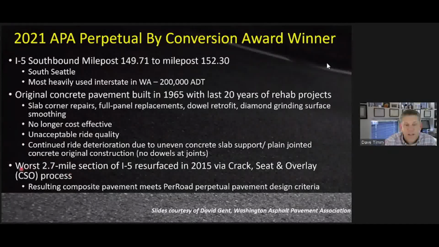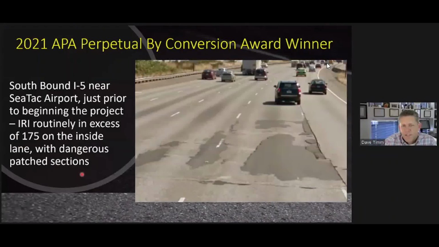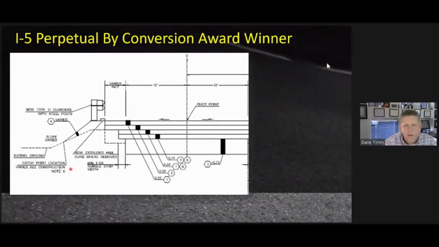And so they went in and resurfaced it in 2015 using crack and seat and overlay, or CSO, and basically have now a composite pavement that meets the perpetual pavement design criteria. And this is just to show you where it's located. Just a picture of what the pavement looked like, where they've tried to do some repair work, but it is really difficult to maintain. It was reported as having some dangerous patch sections where it's very rough.